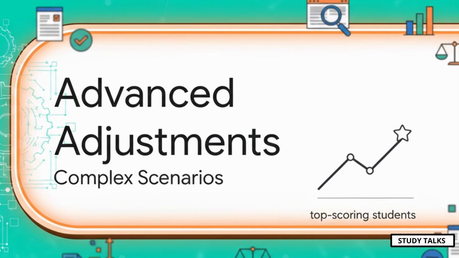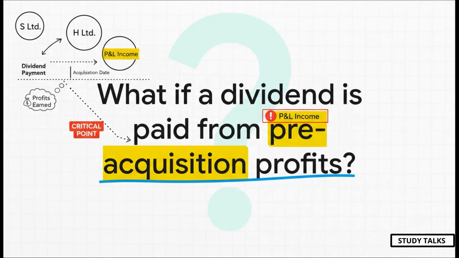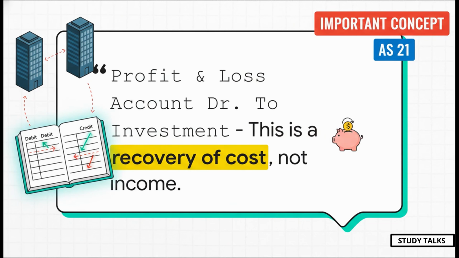Let's level up. Section 4 is all about those more complex adjustments, the kind that ICAI loves to throw in to really separate the students who know their stuff. Here's a tricky one for you. Think about this. S Limited pays a dividend. H Limited, the parent company, gets its share and, naturally, books it as income in its P&L. Seems simple, seems right. But what if that dividend was paid out of profits the subsidiary had earned before H Limited even bought it? And this is where the logic flips.